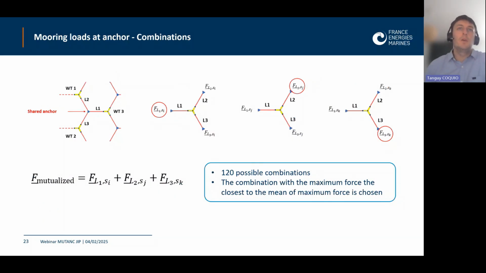A few more details about this combination method. We have 6 seeds for each case, which leads to 120 possible combinations, and the combination with the maximum force closest to the mean of the maximum force is chosen. To explain that, we look at the 120 possible combinations, and each of these combinations produces global mooring loads. We look at the maximum for each of these combinations, average all these maxima, and then look at the combination that is the closest to the mean of these maxima. This is considered the representative combination for our systems.